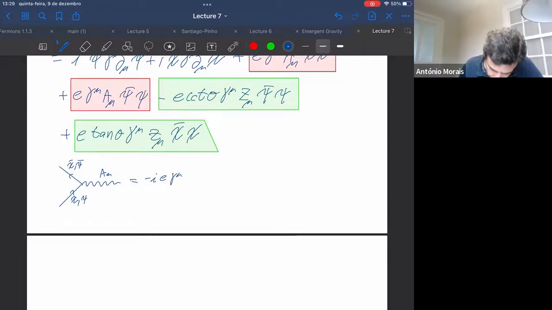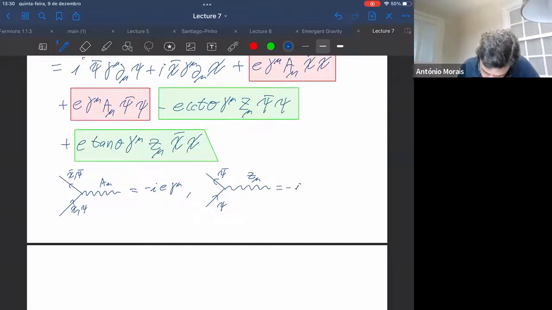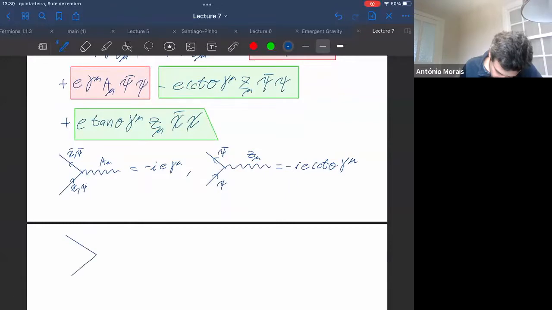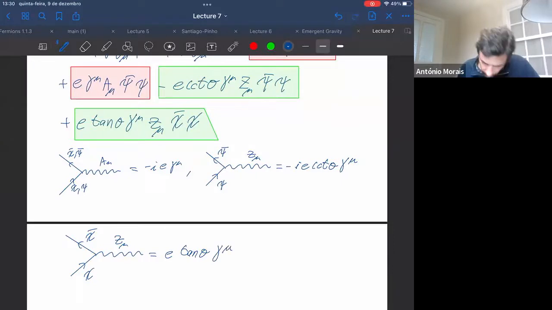But you also have two other interactions with these Z's. One is for psi. This is psi bar, and this is Z mu. And Z mu with psi comes with a minus sign, so it's minus e. This i is always there. Cot theta e gamma mu. And finally, you have this chi bar interaction with Z mu, which has a different Feynman rule because it's a different interaction, e tan theta gamma mu.